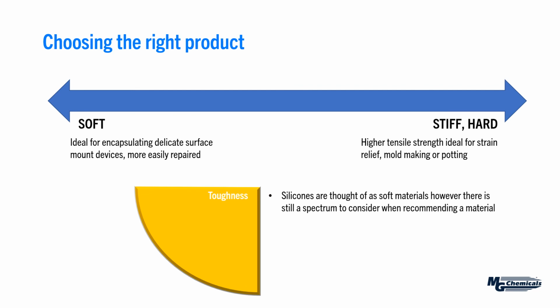And then we look at something that is more of a secondary consideration, but more broadly speaking, we can call this the toughness. We think of silicones as soft materials, but there is still a spectrum to consider. We have materials that are extremely soft gels versus materials that are not semi-rigid, but fairly stiff and hold their shape quite well. So if you're looking for a stiff or harder material, something with a higher tensile strength, that could be ideal for strain relief.